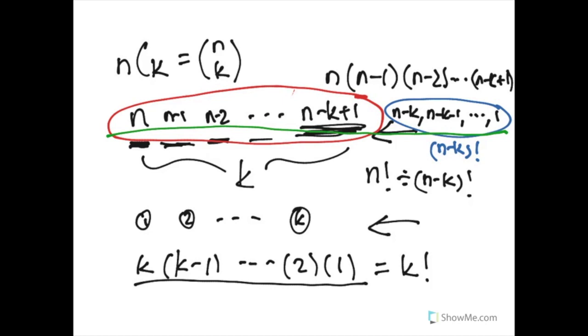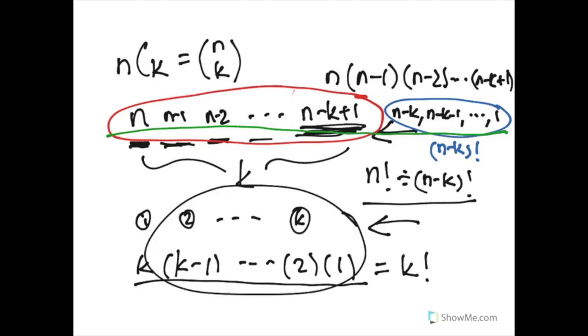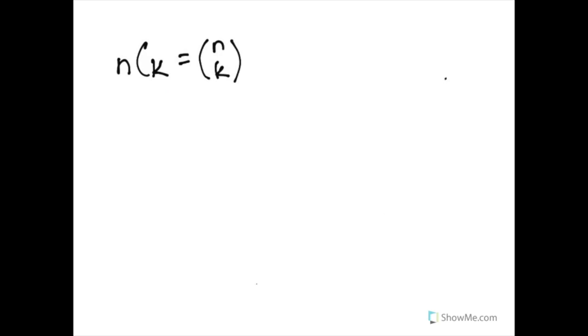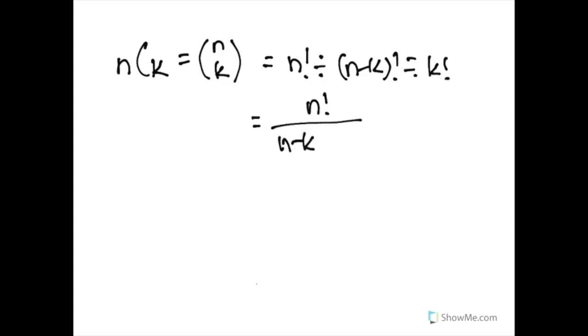And now, remembering that we have to divide this result by whatever result we got down here, we get a formula for n choose k as such. So n choose k is equal to n factorial divided by (n minus k) factorial divided by k factorial, or written using fractions, n factorial over (n minus k) factorial times k factorial.